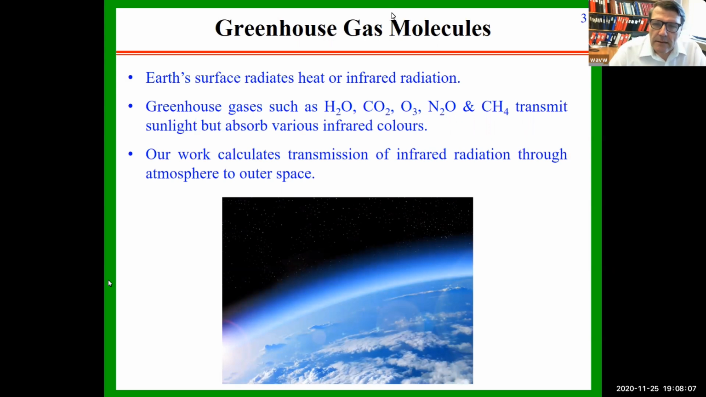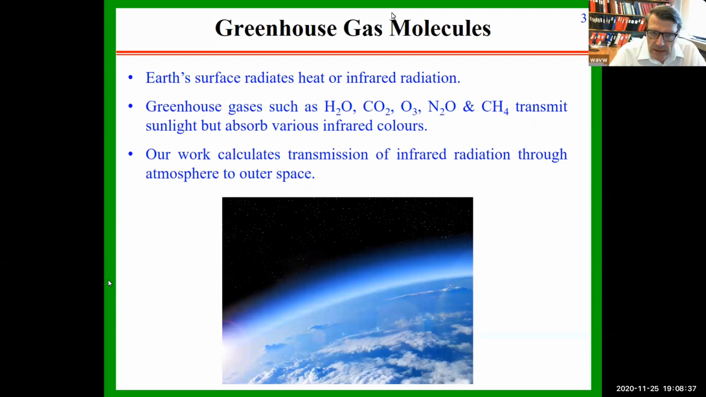Now, if you look at the Earth, it has a finite temperature. The average temperature of the Earth's surface is about 15 Celsius or about 288 Kelvin. So you just add 273 to Celsius to get the Kelvin temperature. Every object radiates heat. And we like to think of this heat as just infrared radiation as opposed to visible radiation that we see with our eye.